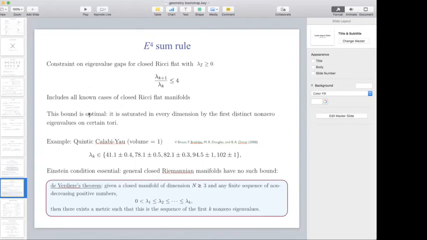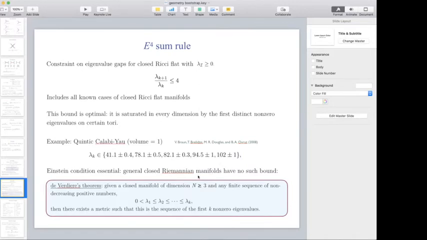Okay, so we also know that this bound is optimal. There are certain tori in every dimension that saturate this bound, so there's no better bound than this. And we checked, it's non-trivial. For example, for the quintic Calabi-Yau manifold, you can't compute the eigenvalues exactly, but these people have numerically computed them and given some spectrum. This is the spectrum in units where the volume is 1, and it does satisfy this condition.